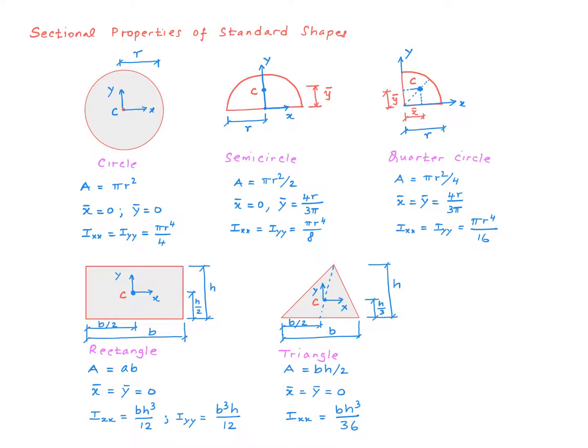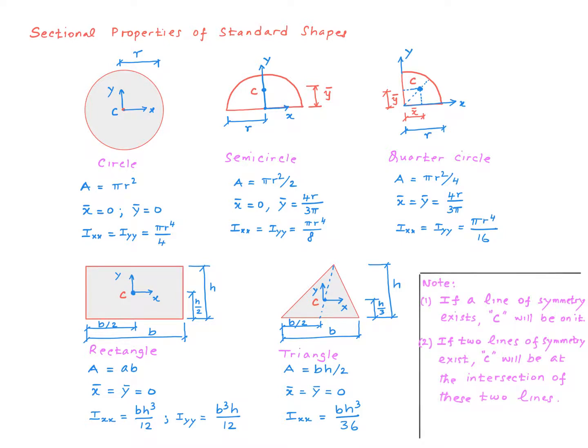So here are some standard sections and their properties, and there are of course a lot more. You will find them in books, but these should do as far as this course is concerned. So what do I have here? I have the circle, semicircle, quarter circle, rectangle, and triangle. And for each of these shapes, I have the total area, location of the centroid, and the second moment of inertia about each of these two axes, x-axis and the y-axis. So a couple of things I want to point out before I move on to the next slide.